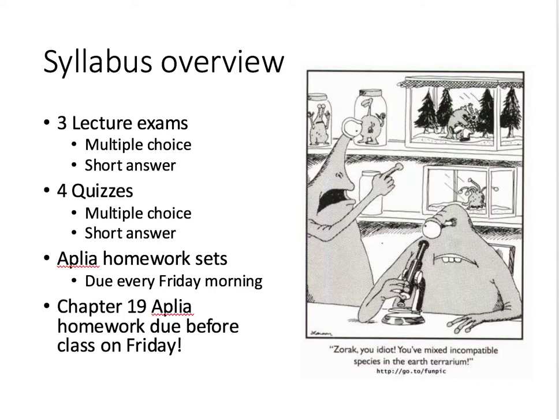Keep in mind that your first Aplia homework is due this Friday. Chapter 19 is due this Friday before class starts. That means that if you do not have your Aplia homework done and submitted by 8 o'clock, then you lose that extra credit opportunity. Please bear in mind that the following week's Aplia homework will always be available after the Friday class, so you have an entire week to get the homework done. There's very little reason why everyone shouldn't be able to get all the extra points they need.